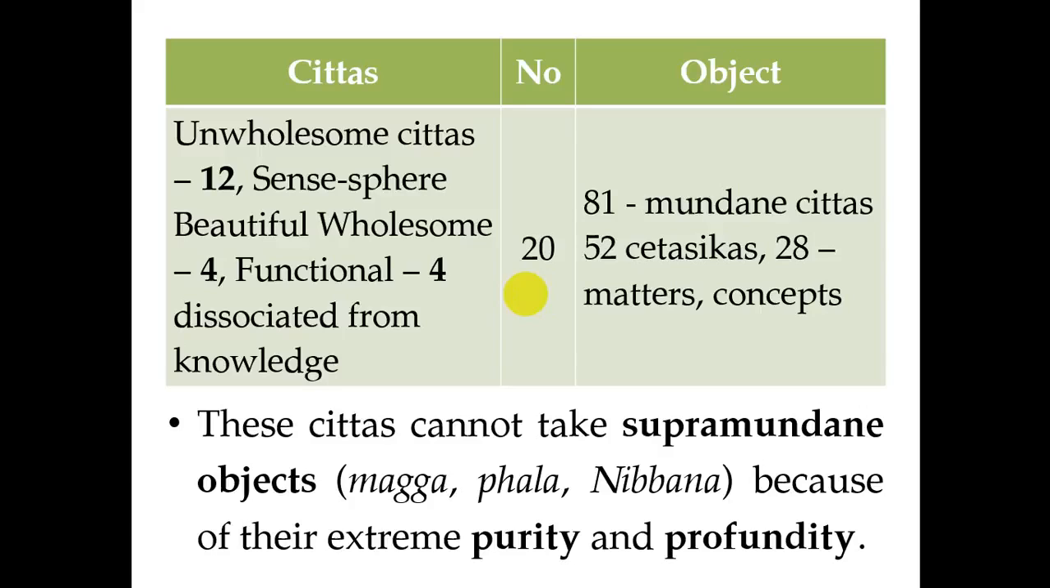I think that is the reason the nibbana objects, the supramundane objects, are pure and profound. Therefore, we cannot experience them when we have these 20 chaitas. In other words, these 20 chaitas will take the objects of 81 mundane chaitas, 52 chaitasikas, 28 matters, and concept, right? Concept.